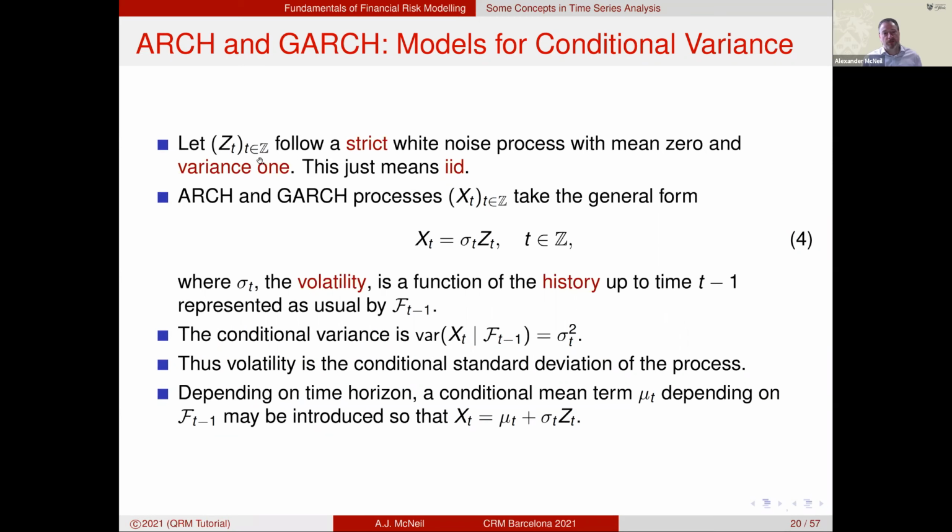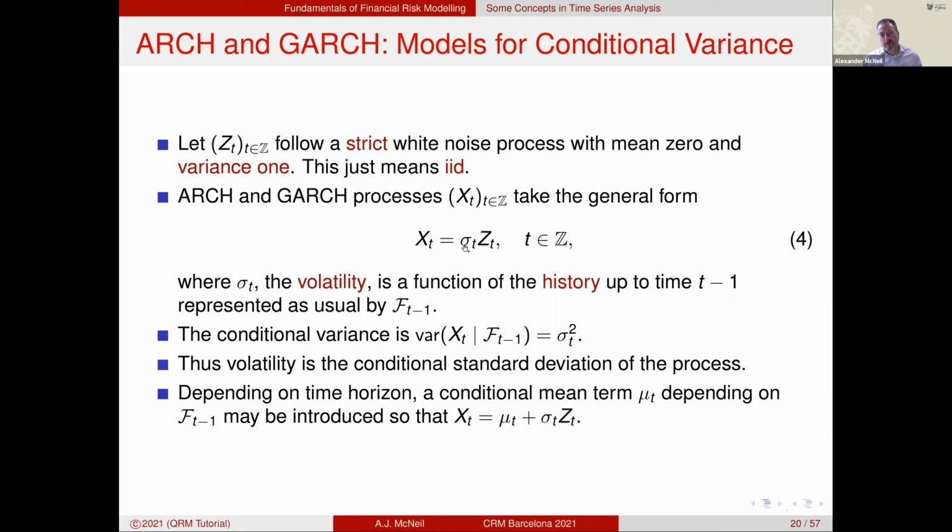So ARCH and GARCH models, they are created from innovations. So now ZT is what's called strict white noise. It's just another name for independent, identically distributed data with a mean of 0 and a variance of 1. Doesn't have to be normal, could be a heavier tailed distribution than normal. But the model we used for the risk factor changes, we multiply the innovation. So ZT is called the innovation here.